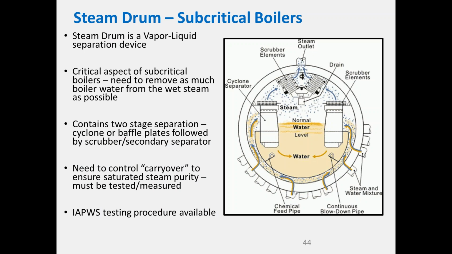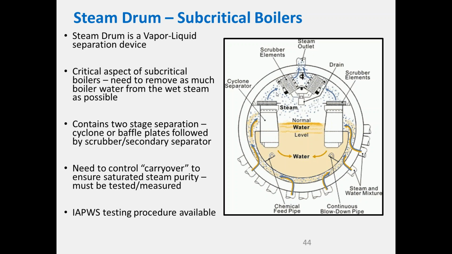So here the water steam mixture comes in and it goes through a cyclone scrubber, which separates the water from the steam, and then we have a secondary scrubber up here. The idea of this is that saturated steam has as low an entrapped moisture content as possible, because that steam is quite pure and that boiler water has dissolved ions in it.